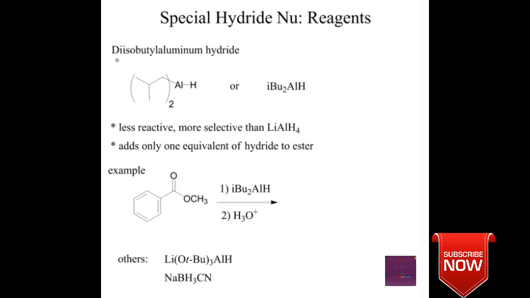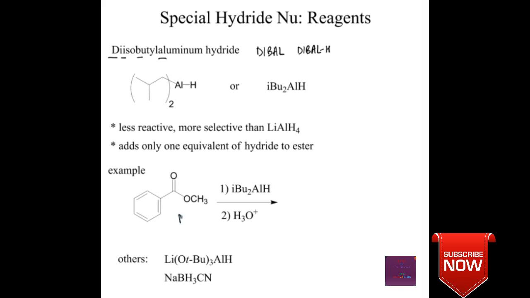So this is called di-isobutyl aluminum hydride. So this is called DIBAL for short, or sometimes it's DIBAL-H to show that it has a hydride attached to it. And because of the presence of those isobutyl groups, it changes the reactivity. It makes it more selective and less reactive. And it turns out it only adds 1 equivalent of hydride.